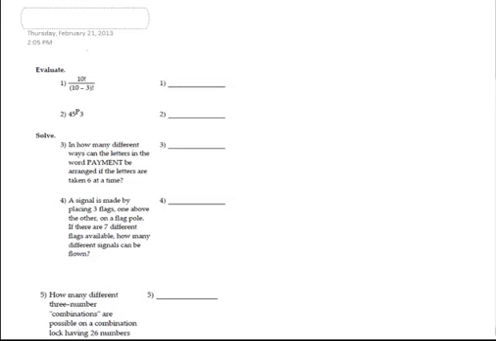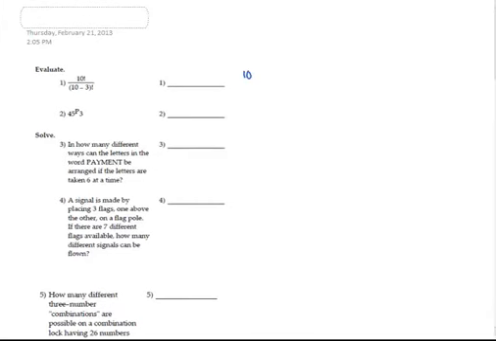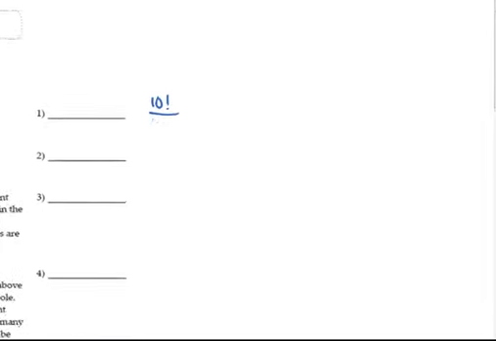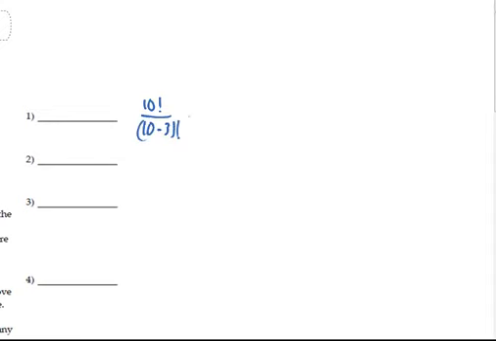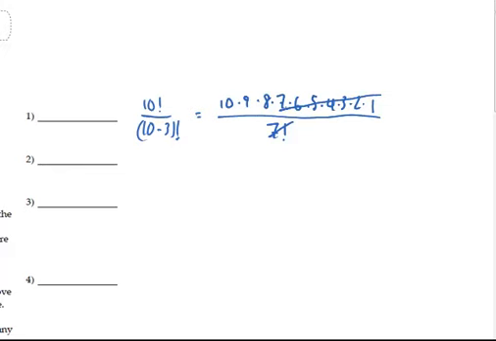The first problem we have here is just evaluating a factorial problem. So on your calculator you would just put in 10 factorial over 10 minus 3 factorial and you should get an answer for that, but I'm just going to show you what the expansion would be. And that would be over 7 factorial, which would cancel out with that, and you would have the equivalent of 10 times 9 times 8, which would be 720.